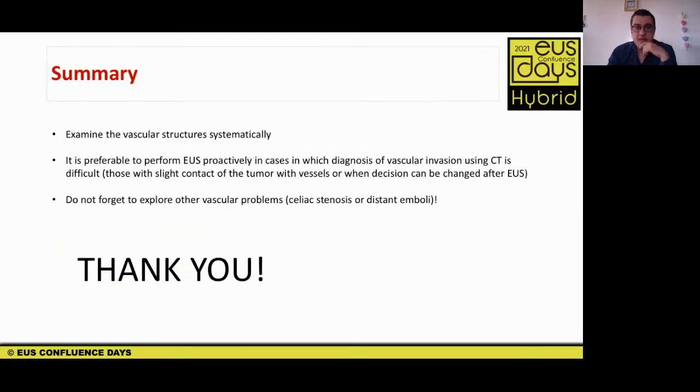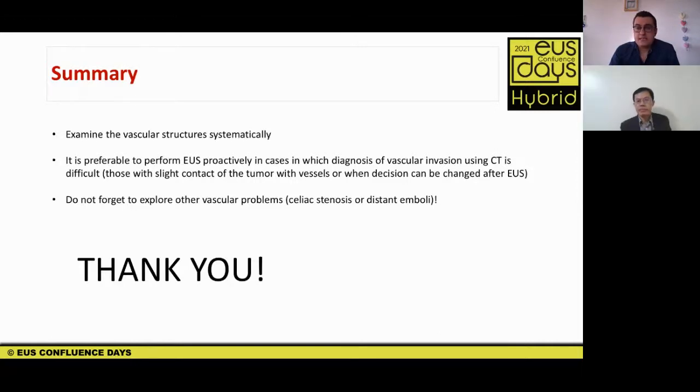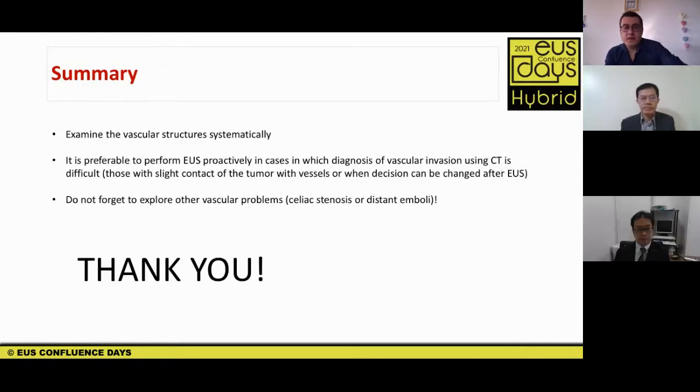And in summary, please examine the vascular structures systematically. It's preferable to perform EUS proactively in cases where diagnosis with CT is difficult or ambiguous. And please do not forget to explore other vascular problems like celiac stenosis or distant emboli. Thank you very much for your patience.